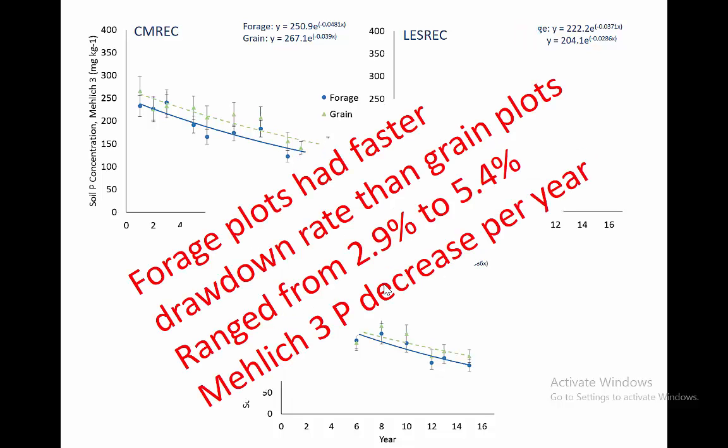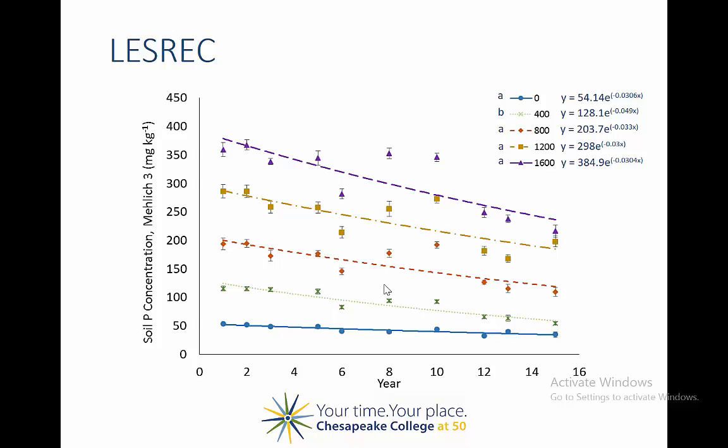The forage plots had a faster drawdown rate than the grain plots. It ranged from 2.9 to 5.4% per year. That's how much is being pulled out per year. Only at that research center did we see that.